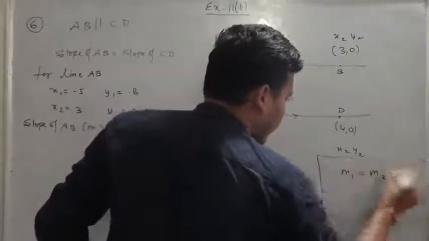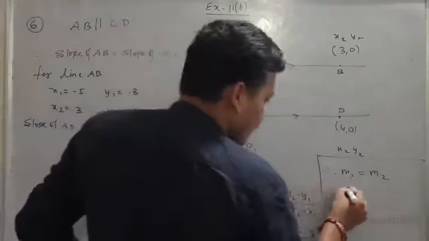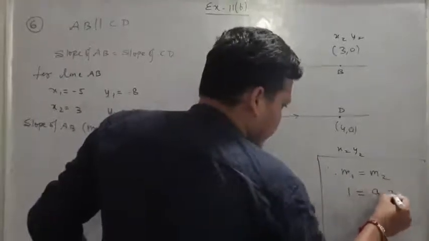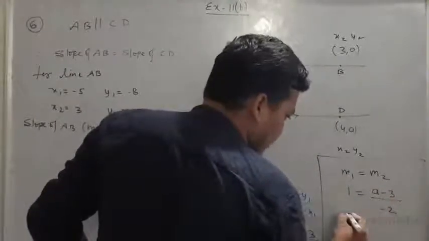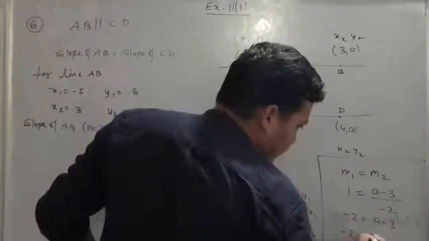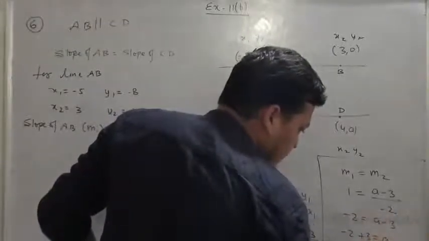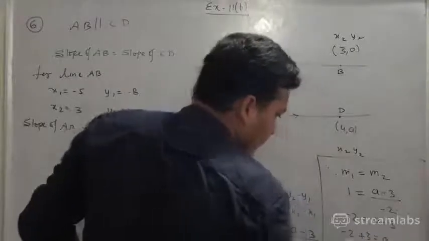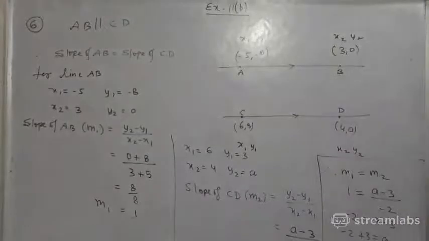Therefore M1 is equal to M2. What is M1? This one is 1, and M2 is equal to (A minus 3) upon minus 2. Cross multiply: minus 2 is equal to A minus 3. So minus 2 plus 3 is equal to A. So A is equal to 1. So 1 is the answer for the given coordinates of the equation of the line. Okay, sir? Okay, good.